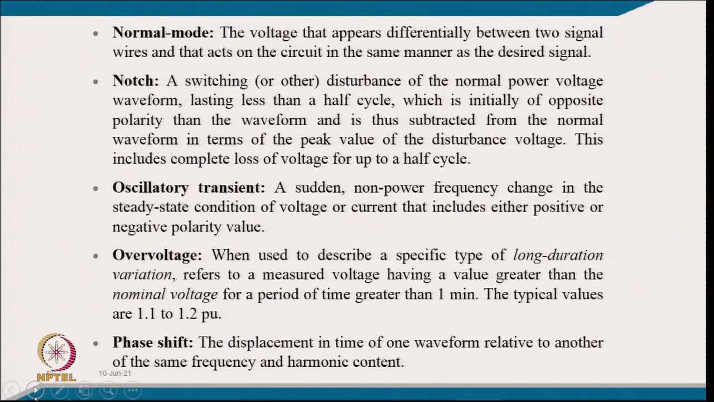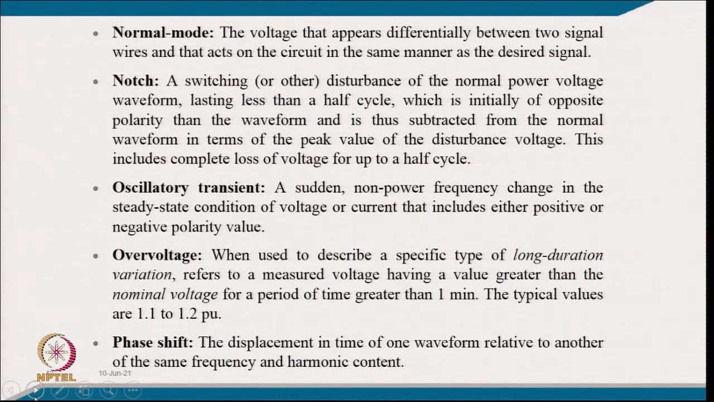Notch, a switching or other disturbance of the nominal power voltage waveform lasting less than a half cycle, which is initially of opposite polarity to the waveform and is thus subtracted from the nominal waveform, in terms of the peak value of the disturbance voltage; this includes the complete loss of voltage for up to half a cycle. Oscillatory transient, a sudden non-power-frequency change in the steady state condition of the voltage or current that includes both positive and negative polarity values. Over voltage, when used to describe a specific type of long duration variation, refers to a measured voltage greater than the nominal voltage for a period of greater than 1 minute, and typical values may be 1.1 or 1.2 per unit.